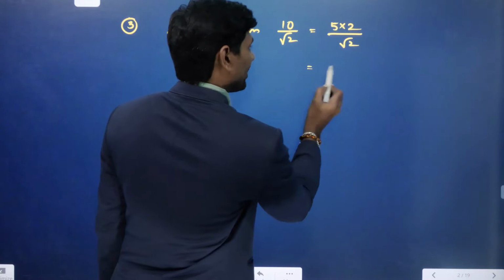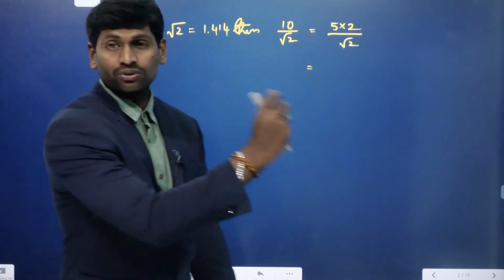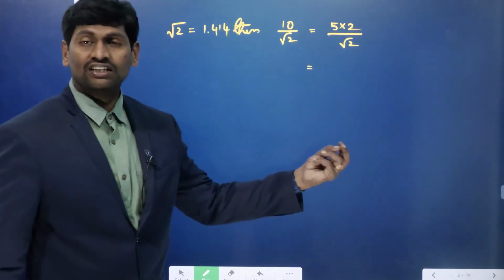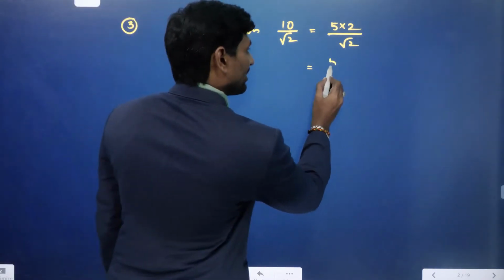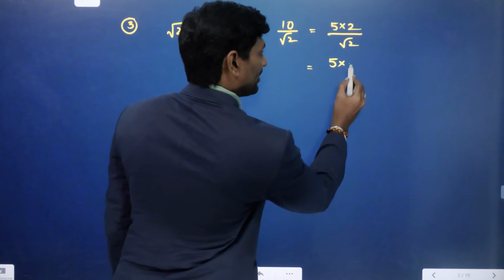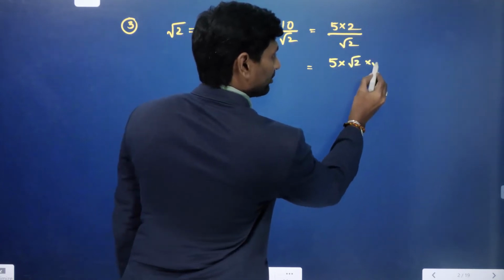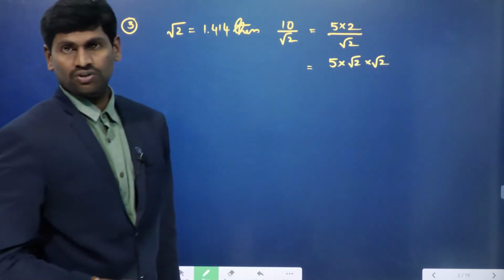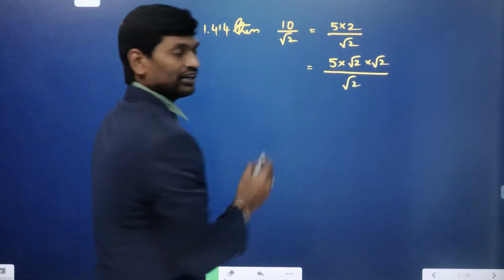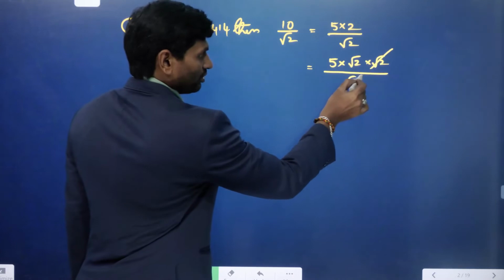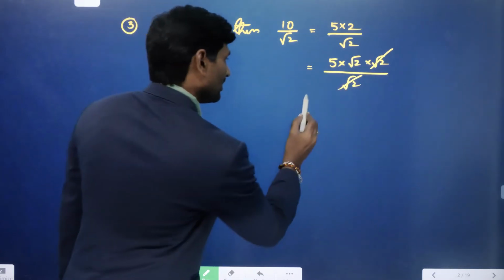Previously we discussed that root 2 into root 2 becomes 2. Now in the same way, I am writing this 2 as root 2 into root 2, square root of 2 into square root of 2, divided by root 2, because root 2 into root 2 value is 2. Numerator root 2 and denominator root 2 cancel.